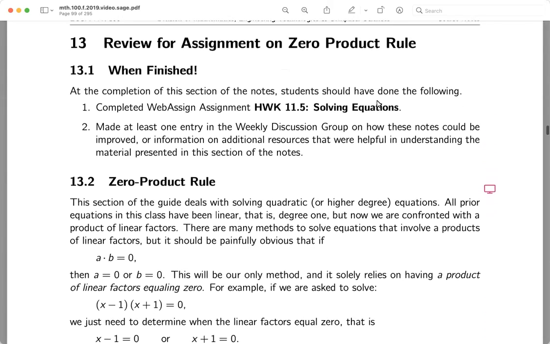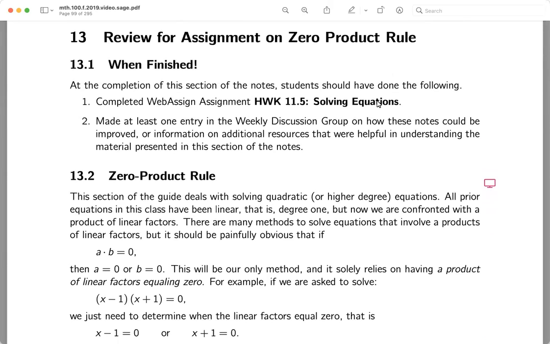Okay, we're in section 13 now, which is the section on the zero product rule. We reviewed the lecture with you. I want to point out this is related to factoring. However, we're using factoring to solve equations now. The prior questions were not equations. They were just expressions that we factored.